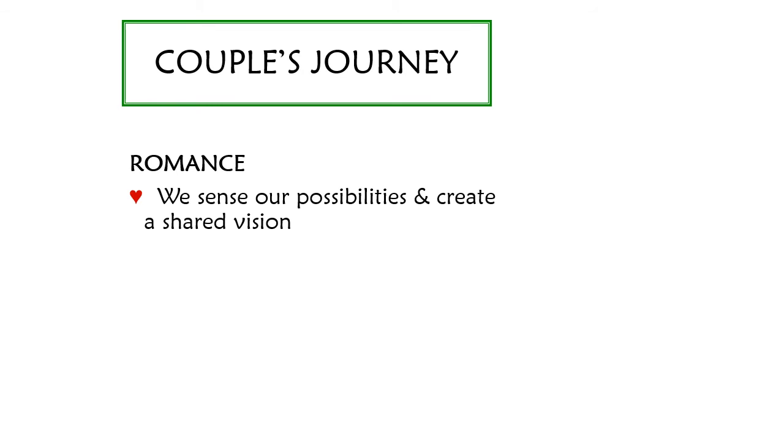First is romance. Romance is where we sense our possibilities in the relationship. So where we're starting to see what could be possible with the person we're with. We start to create a shared vision during this time. We start to form this shared attraction.